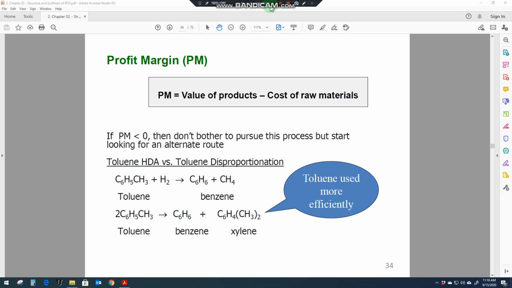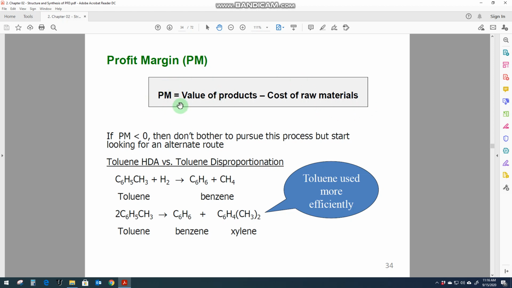Hello everyone. Today we are going to start with a new topic about profit margin and how we can calculate the profit margin for any chemical process. So let us see what equation we have here. Profit margin is equal to the value of the products minus the cost of the raw materials. So it is quite simple.